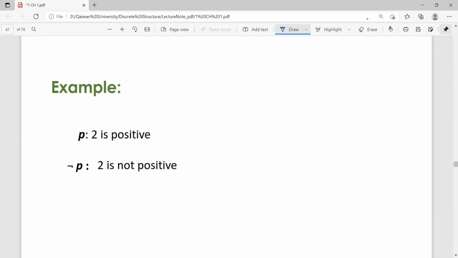Here you have a statement that says 2 is positive. If we take its negation, what do you get? You say 2 is not a positive number. 2 is not positive.